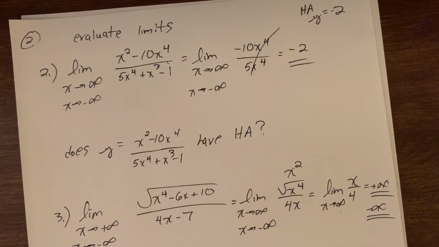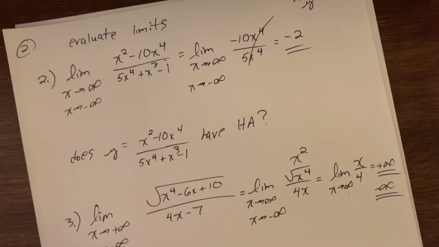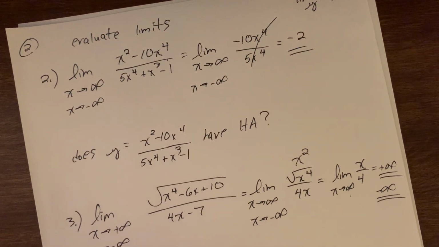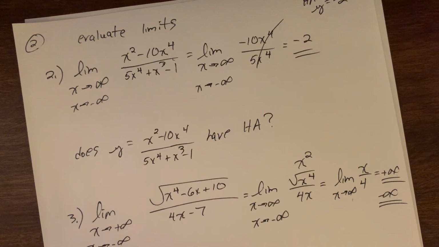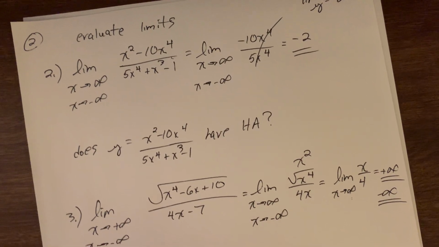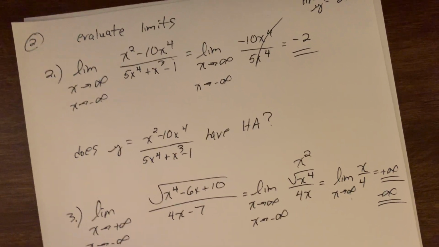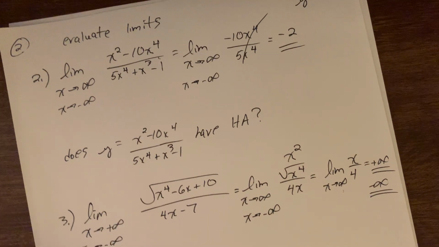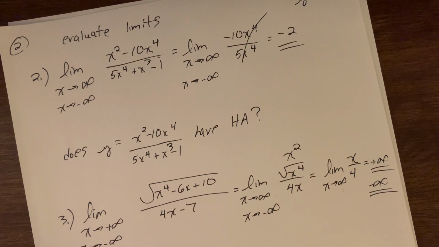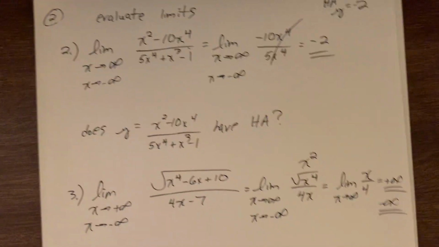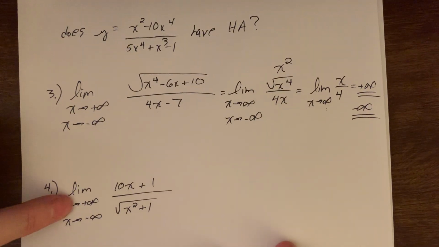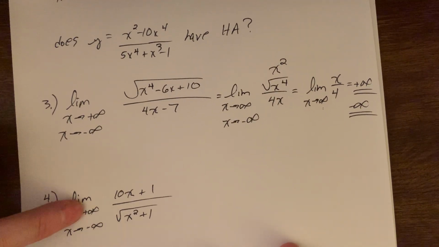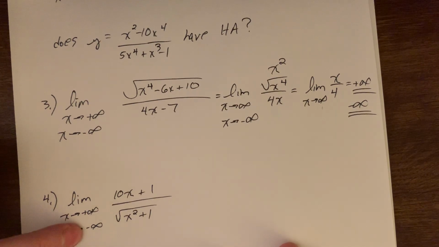Number 4, let's take a look at the limit of, let's do 10x plus 1 over the square root of x squared plus 1. And like the ones we've been doing, we'll do both limits. I'll start off taking a look at the limit as x approaches positive infinity, then we'll do negative infinity.